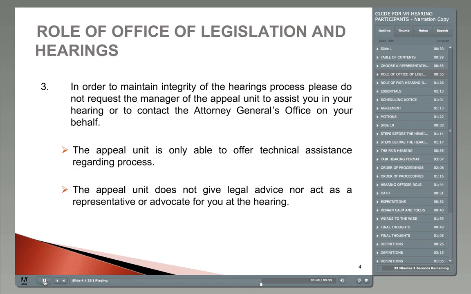So it's an important thing to keep in mind that the role of that particular office is really one of administration. It's not really one of assistance with preparation of a case. It's one of assistance with the technical aspects of getting things scheduled and those sorts of things.